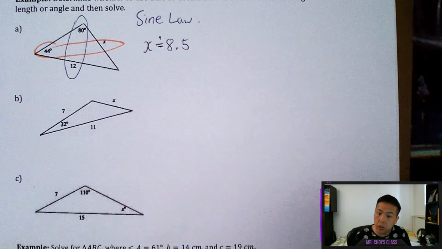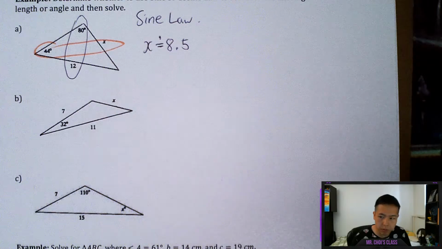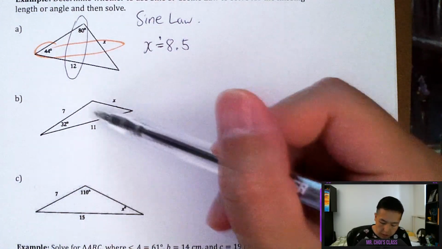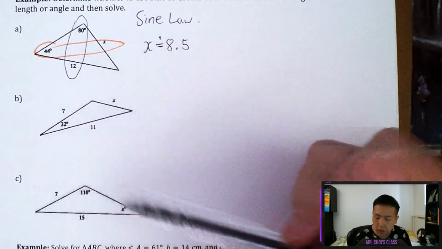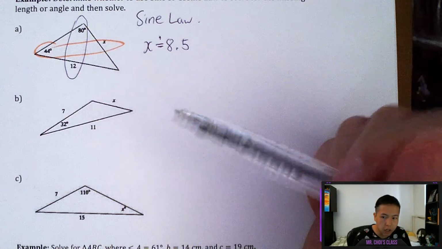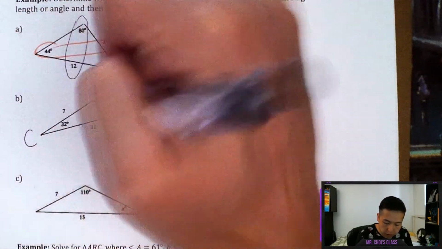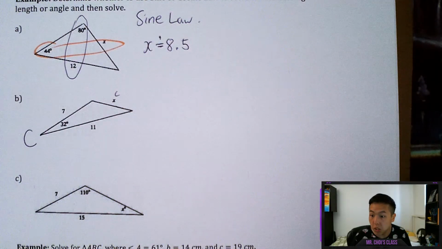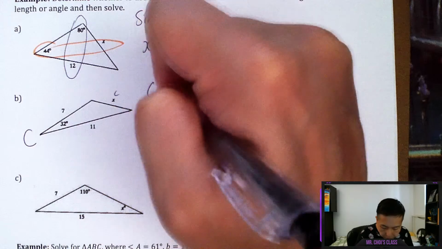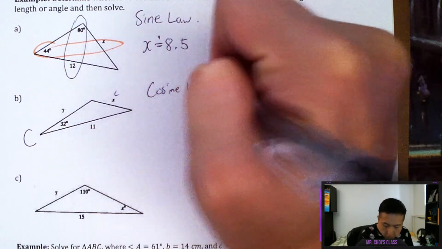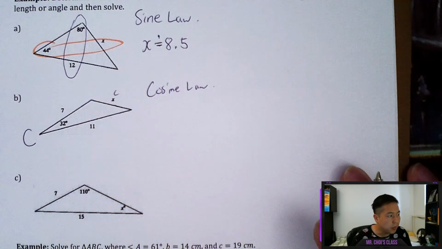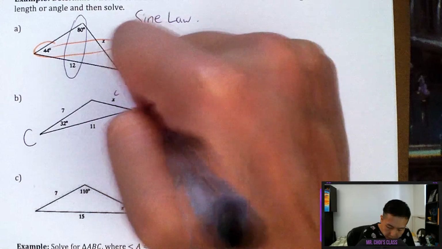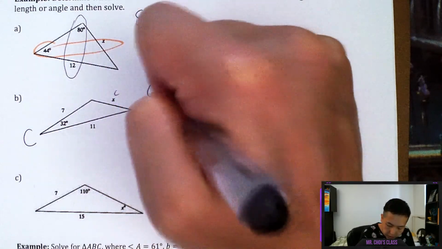For part B, do I have an opposite side angle pair? That's the first question you're going to ask yourself. Do I have an opposite side, opposite angle pair? In this case, I do not. All three of these sides don't have that pair, which means this must be capital C, this is lowercase c, because we're going to be using cosine law. Okay? And this is going to give me an x value of approximately 6.3.